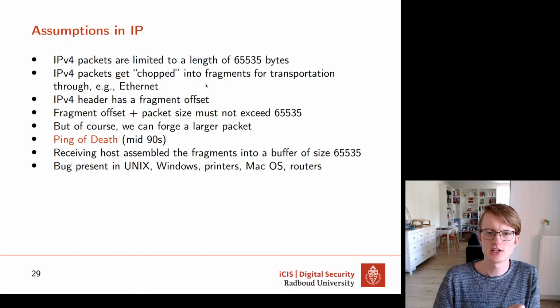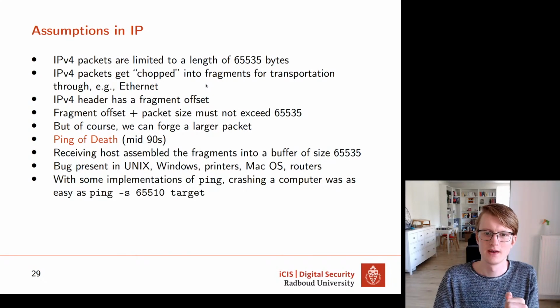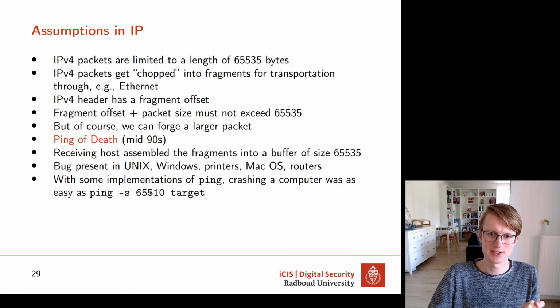But then they wouldn't check if you set a fragment offset that was too big, and also the size of your packet was too big. And it was so bad that with some implementations, you could just send a packet saying, ping, I want a payload that's this big, to the target, and it might even crash.